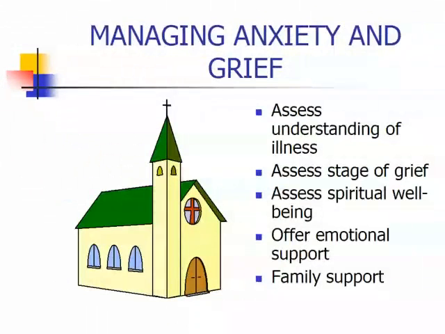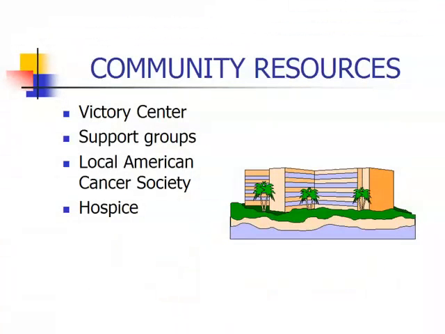Anxiety and grief are givens because they need to understand their illness and need to understand the stage of grief they're in so that you can help them the most. You need to assess their spiritual well-being, offer emotional support, and family support. And finally, the Victory Center has support services available for the family and for the patient. There are support groups out there: the National Lymphoma Society, the local American Cancer Society, or hospice are all possible places where you could find some support for these patients.